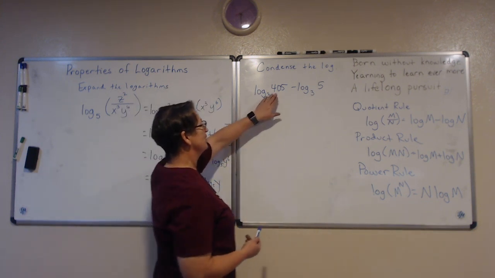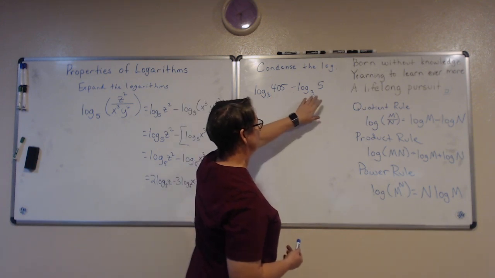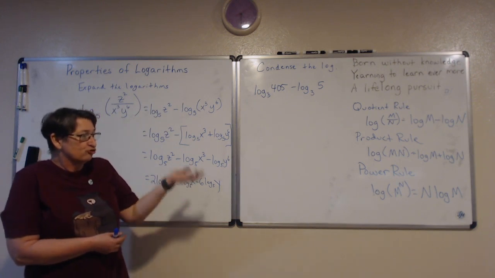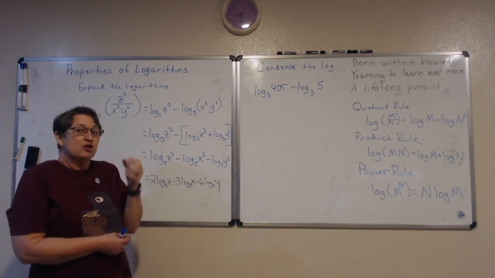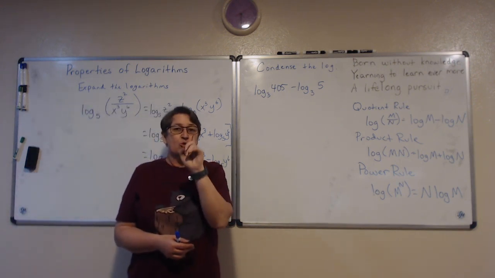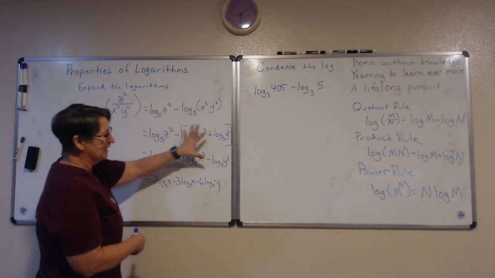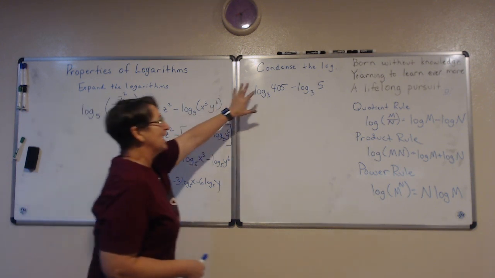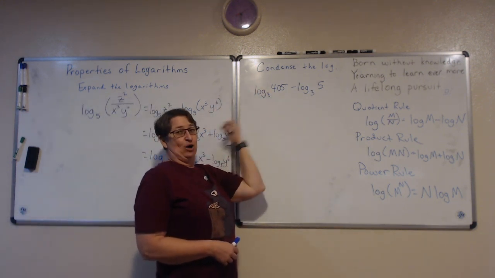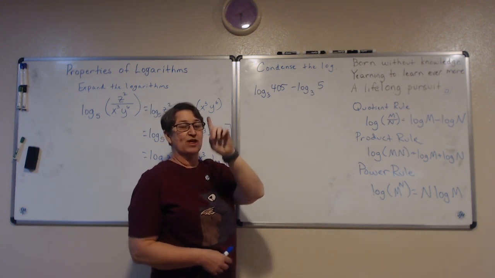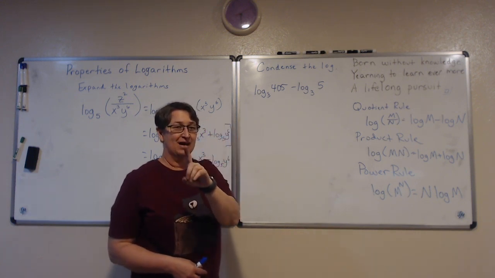Hey, log base 3 of 405 minus log base 3 of 5. So what we're going to do is we're going to use our rules to go backwards so that we only write log once. So here I had log once and I expanded it out. When I condense, I'm going to go backwards. It's just the same thing, only going backwards, so that I'm only writing log one time.